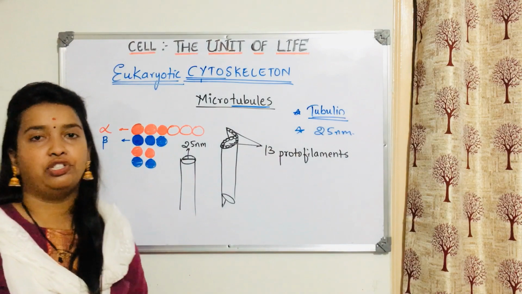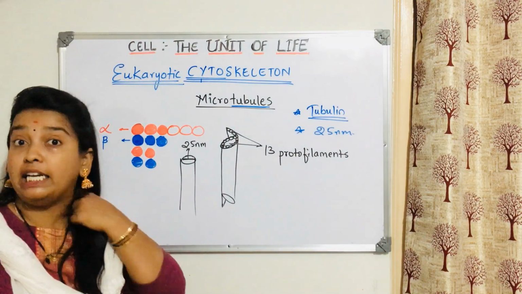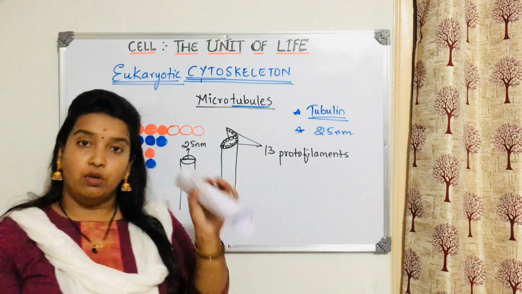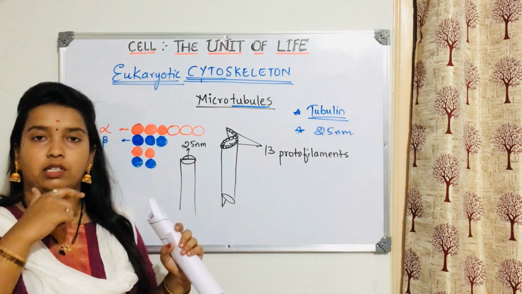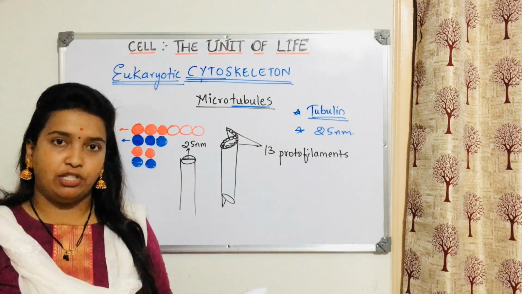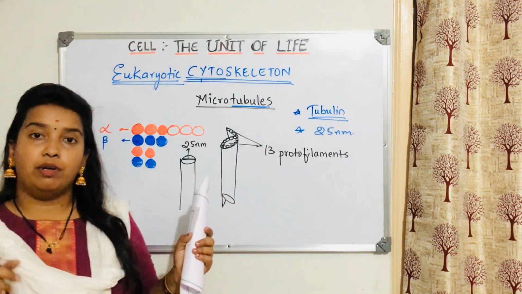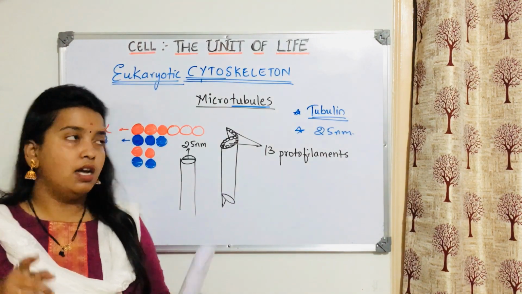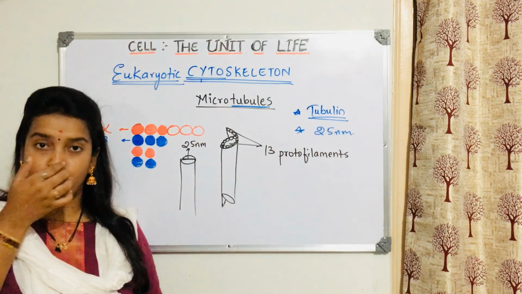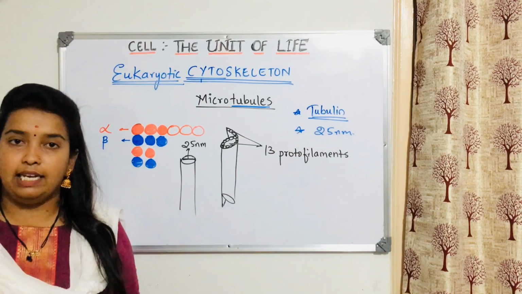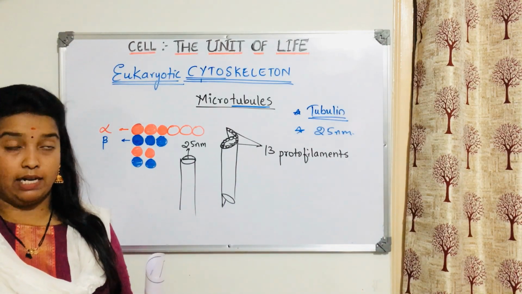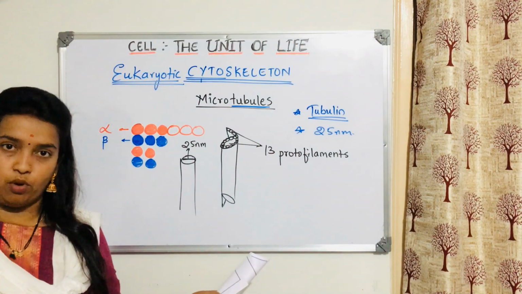It helps in maintaining shape, strength and motility. Mainly microtubules are the ones which give motility for the cilia and flagella. That's what I told you. You need to remember the cilia and flagella structure. It's completely made up of these microtubules only. So microtubules play a very important role in the structure of cilia and flagella. I hope you people are understanding this. So this is about protofilaments.